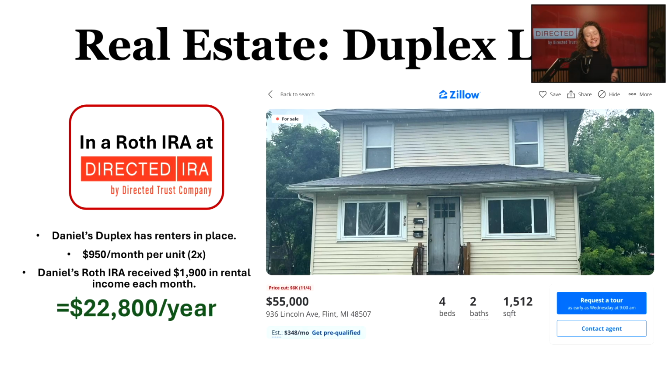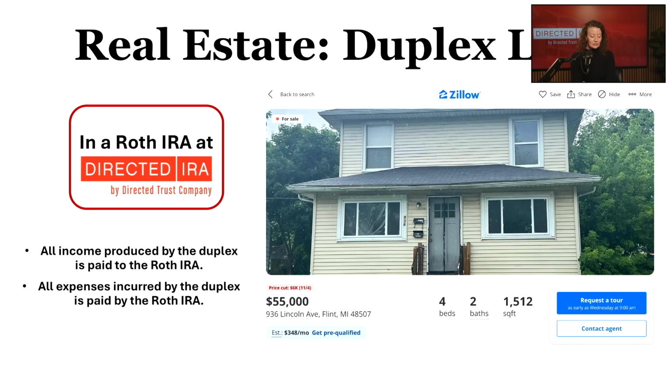Because he did this in his Roth IRA, all of that income goes back into his Roth IRA. So his renter is going to write a check to his IRA. Why does that check not go to Daniel specifically? Because Daniel is not the owner of the property. His IRA is. So those are two really big points that I have on this last slide for this real estate example. When it comes to all income produced by the duplex that's owned by the IRA, all that income has to go back into the IRA.